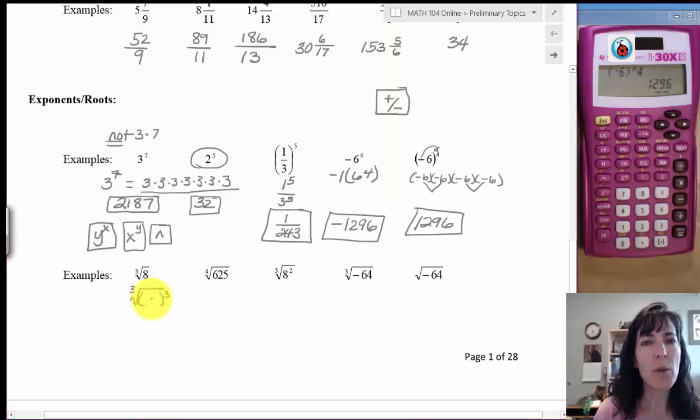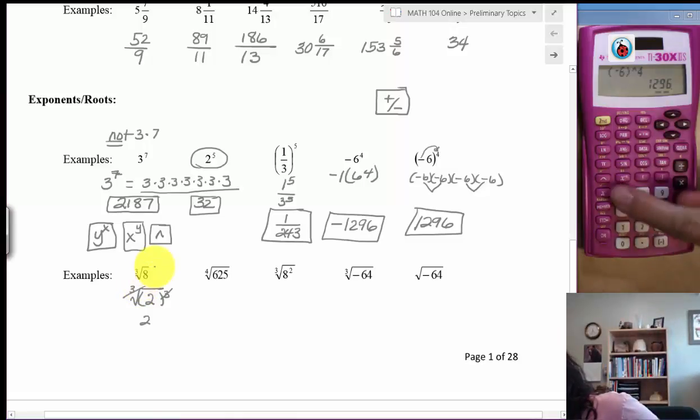And so we're thinking about what times what, or what times itself gives you 8. And I'm hoping you're thinking, well, isn't that 2? Because it is 2. So what happens is 2 cubed and the cube root of this undo each other because they are exact opposite operations. And so all we have left is a 2. So when I work this by hand, I know it should come to a 2, but I want to show you how to do it with your calculator.